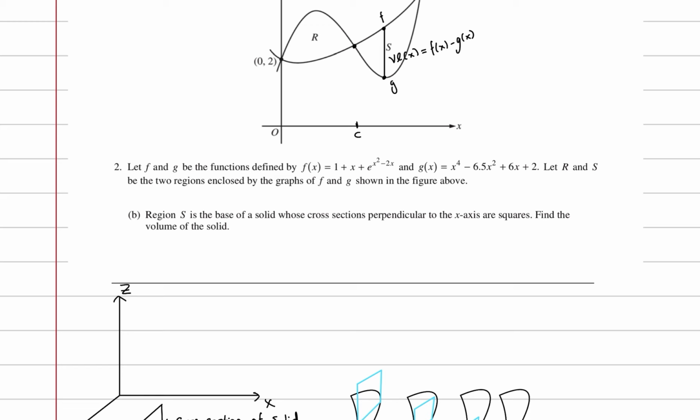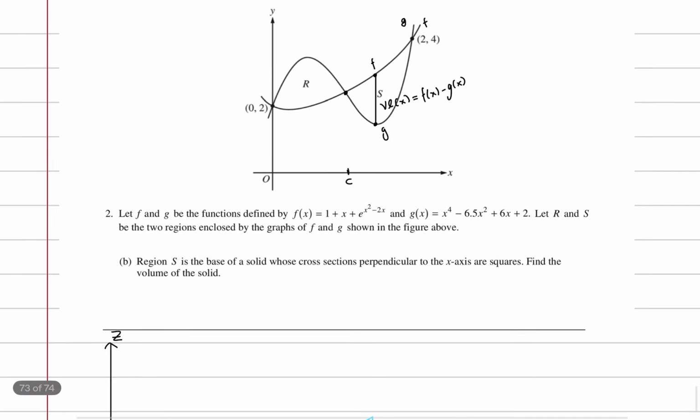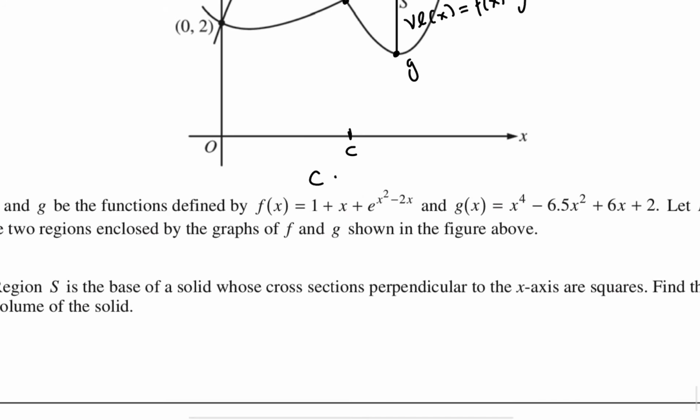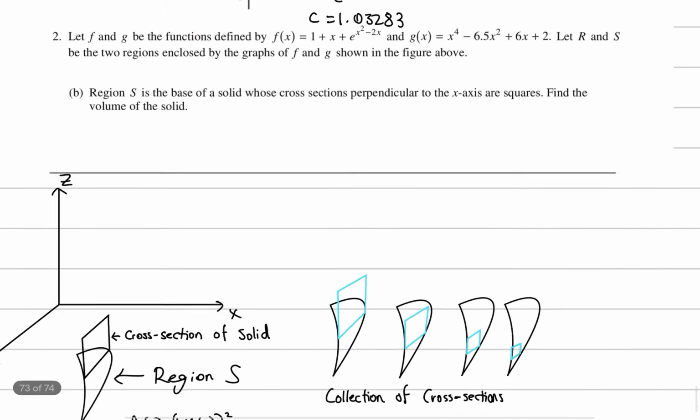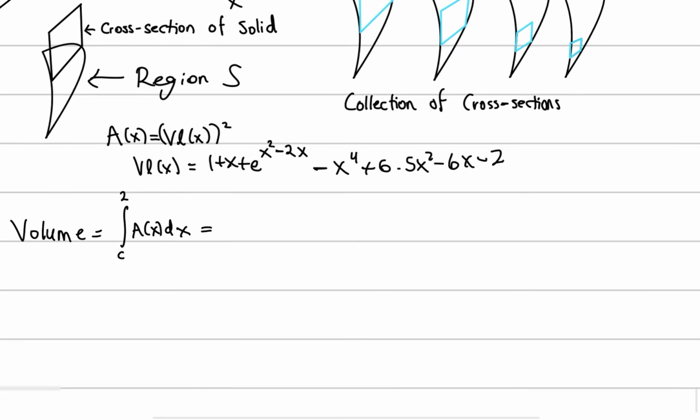So we clearly get x is equal to 0, x is equal to 1.0328, x is equal to 2. Okay, this x is equal to 2 is kind of obvious. So c is equal to that number, all right? So let's write it now. C is equal to 1.03283. This is from our calculator, all right? Now we can plug that in. We're going to plug in from C, which is 1.03281, to 2, right? Because those are bounds.